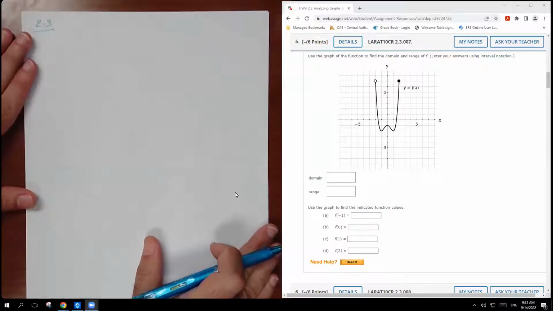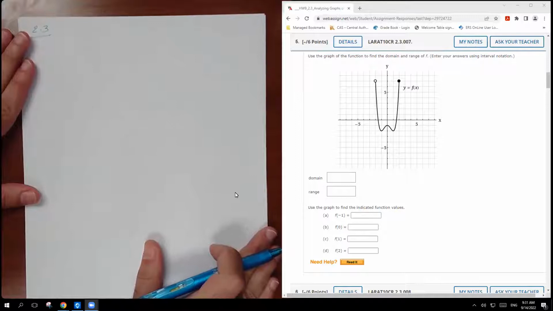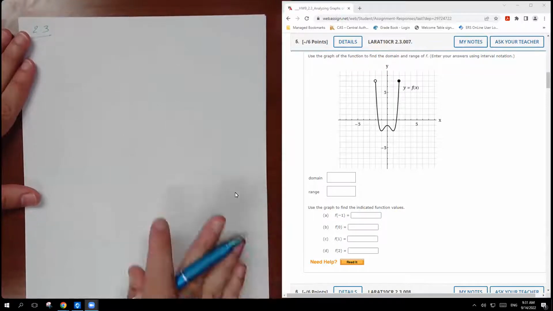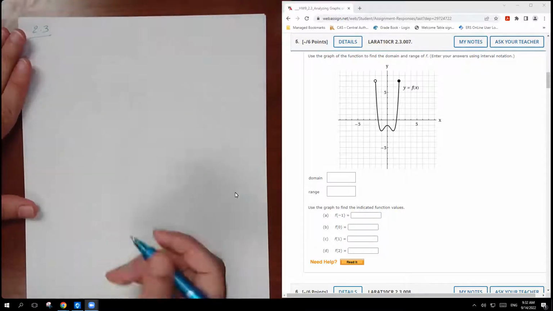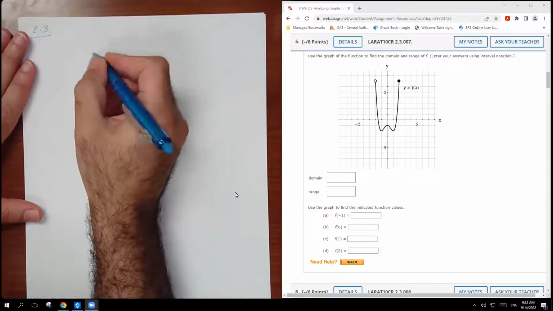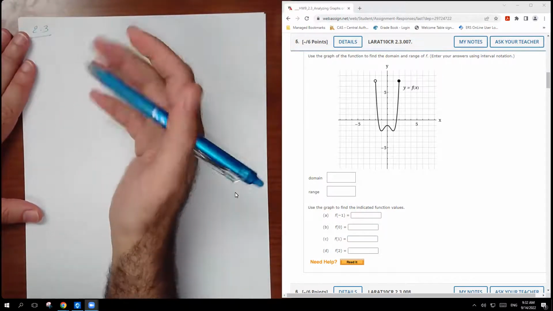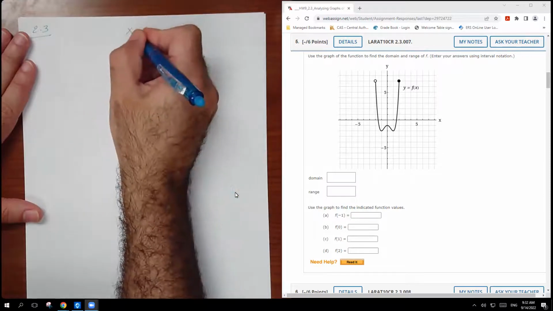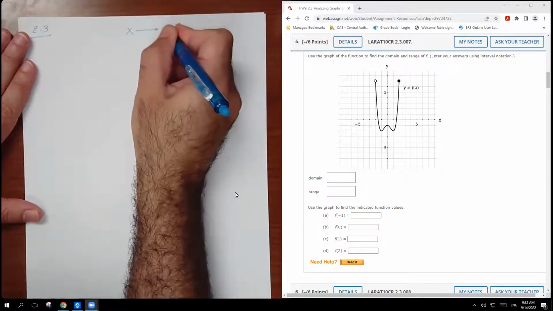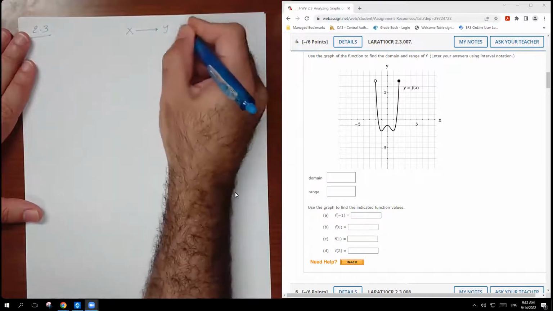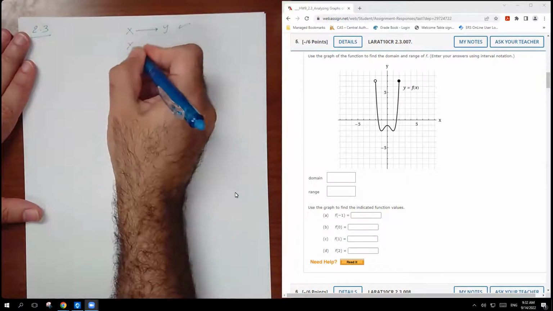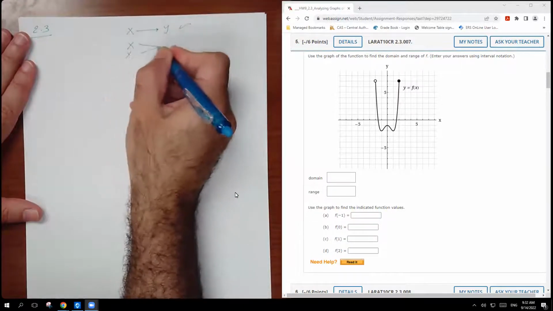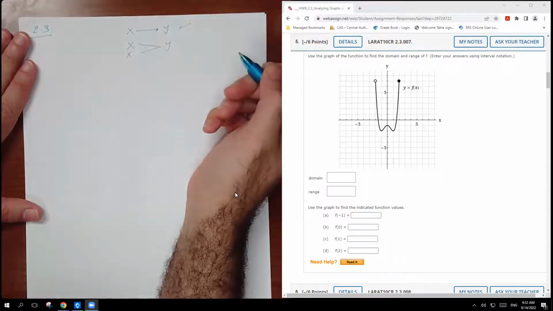We'll learn that we can use a vertical line test to find out if a graph is a function or not. For example, if you have this graph, because if it's a function, it means every x has one and only one y. If you find two x's going to one y, it's fine.